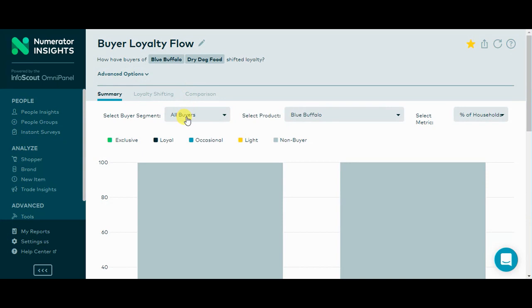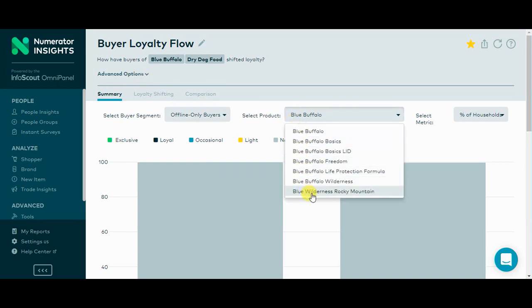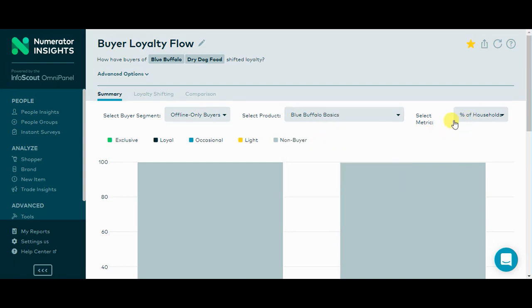The first thing you'll notice is I do have a few different segments that I can select. So let's look at offline only buyers first. And then the other option here is to choose what product I want. So since I selected the brand level in my advanced options, I'm going to see all of the different brands available that are under the Blue Buffalo parent brand. So let's take a look at Blue Buffalo Basics. Then we also have our metrics.